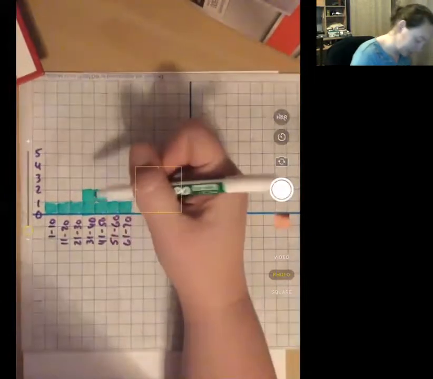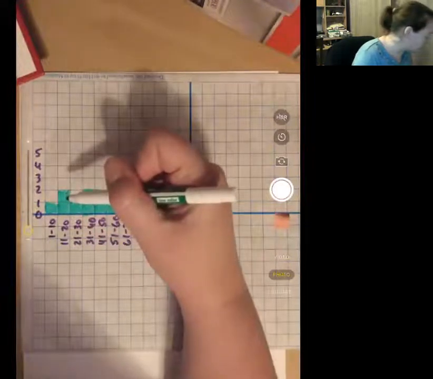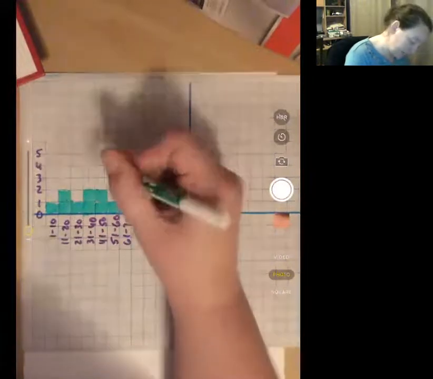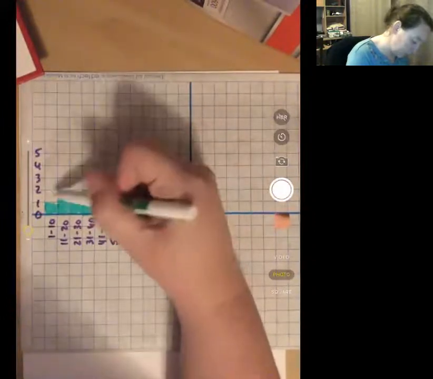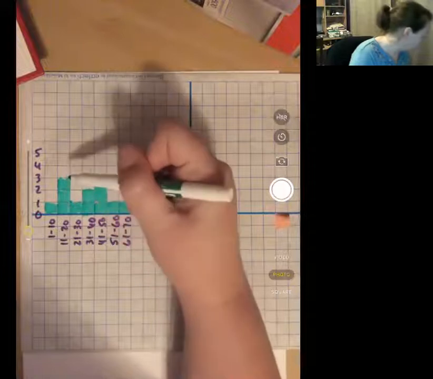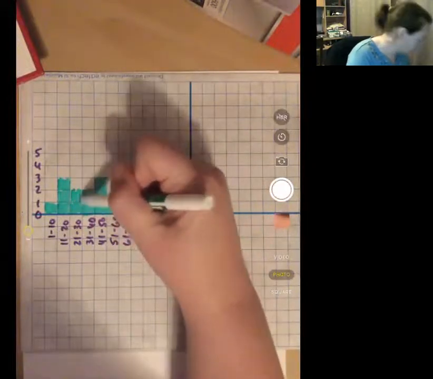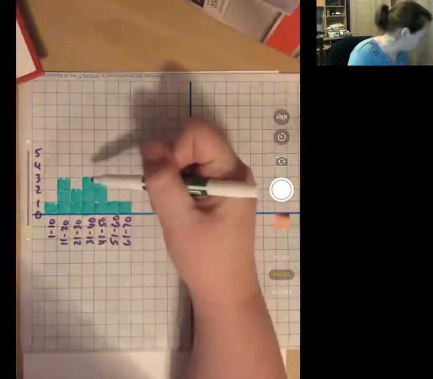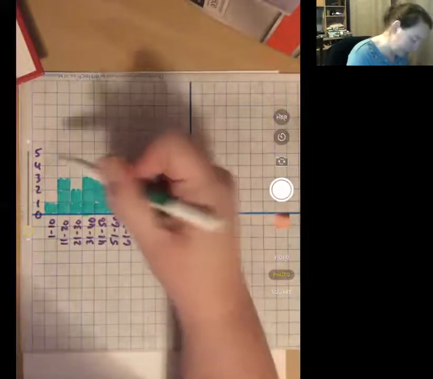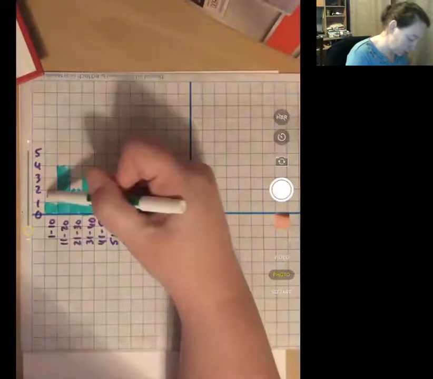10th number is 16. 11th number is 48. 12th number is 12. 13th number is 25. 14th number is 32. 15th number is 18. And 16th number is 4.